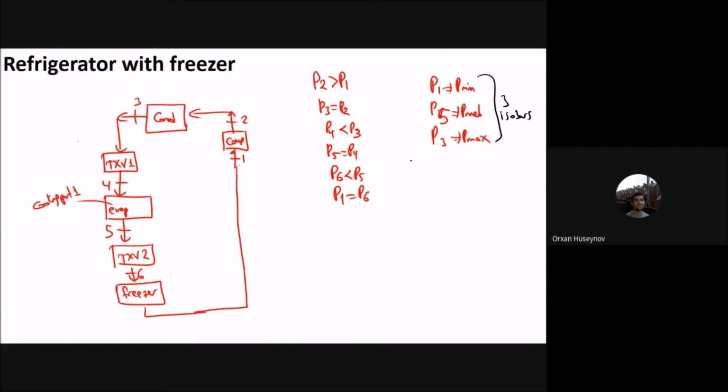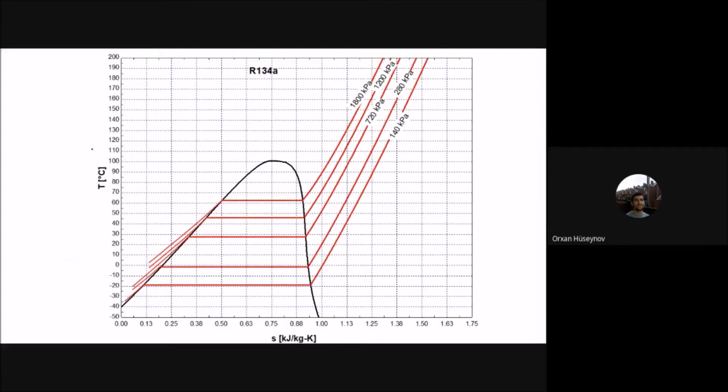And I will assume that the first isobar line is that 140. Say that P1 is 140 kilopascal, P medium is 280, and the P maximum, or P high, is 720 kilopascal. Okay. So let's draw it.